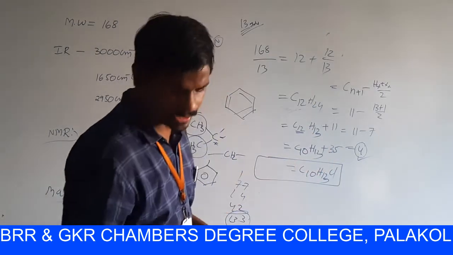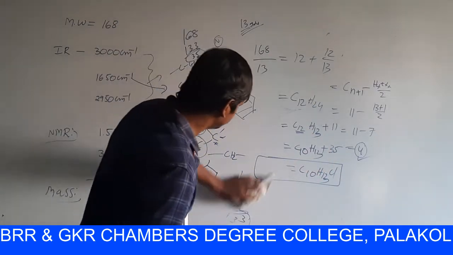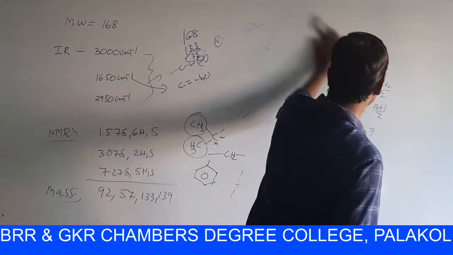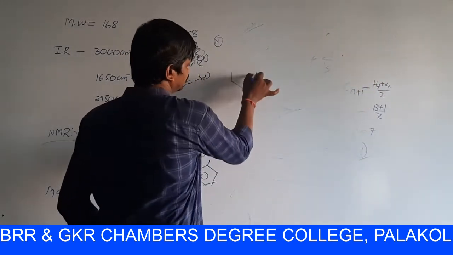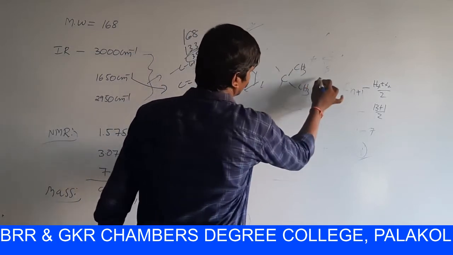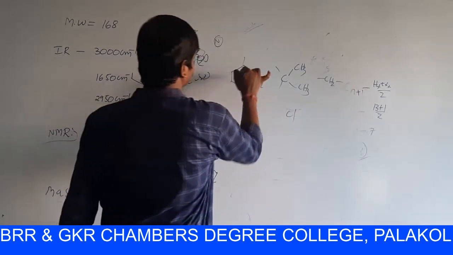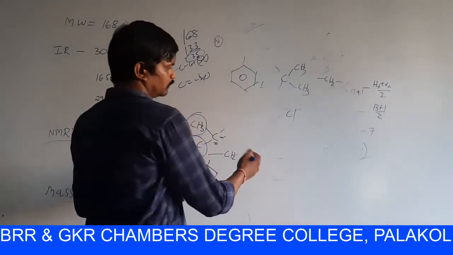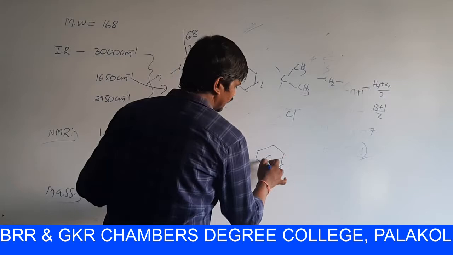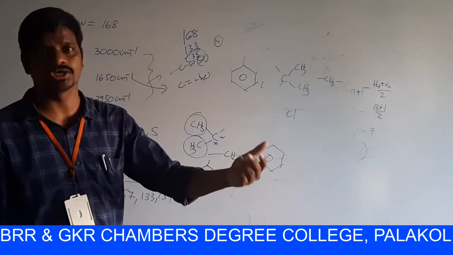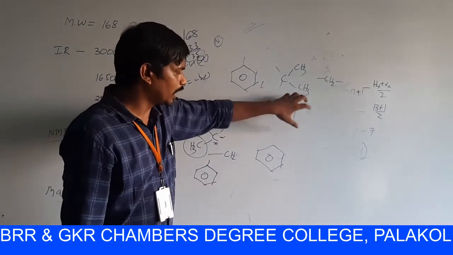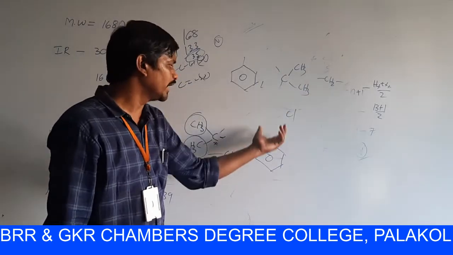So now we have to write the structure based on the following units. We have one monosubstituted benzene ring along with an isopropyl group, one CH2 group, and one chlorine atom. If these 4 units are connected to each other, then we can get the final structure. For example, if the benzene ring is directly connected to the chlorine atom, then the structure is concluded. That means we remain with the isopropyl group and CH2 group, so I cannot connect them.